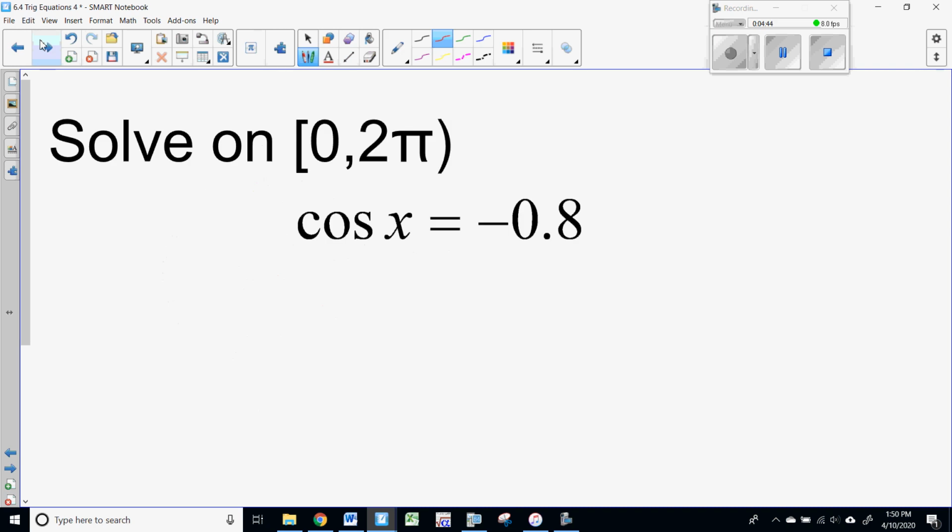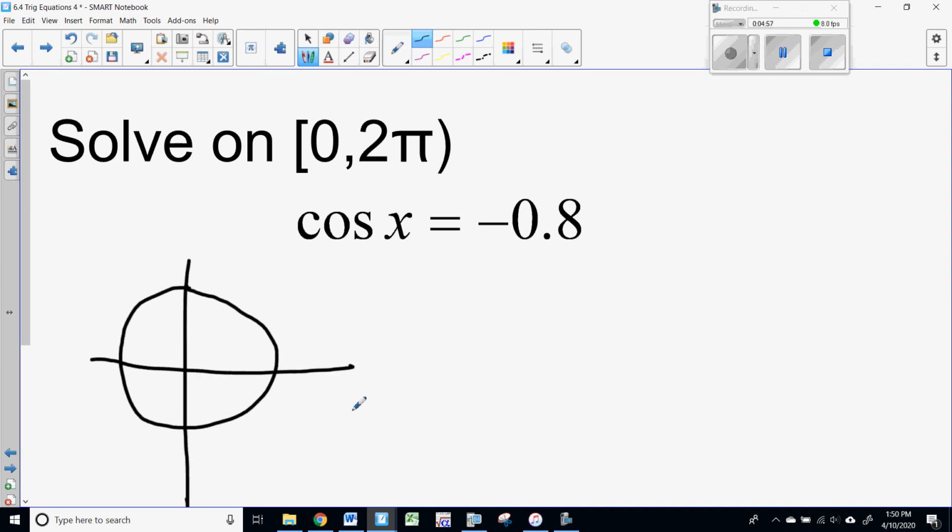So let's look at an example. Cosine is negative 0.8. First thing I'm going to do is draw a picture. Cosine is the x coordinate, so that is going to be right there, my negative 0.8. So my x coordinate, I'm going to get two answers. One is there, one is there.